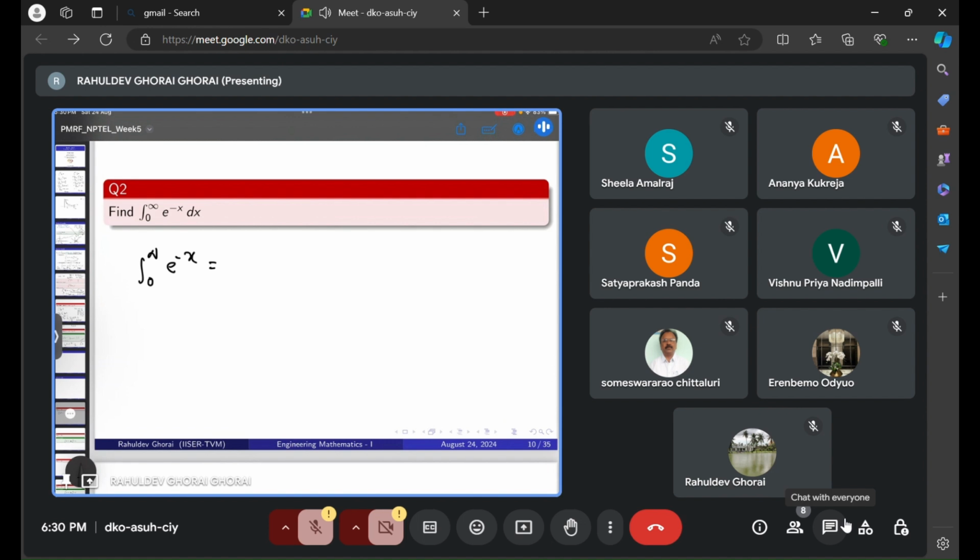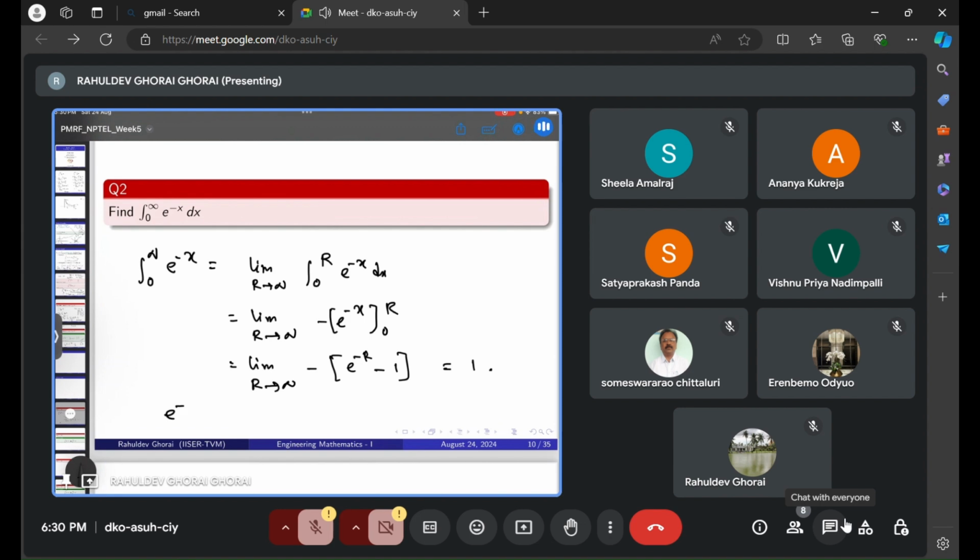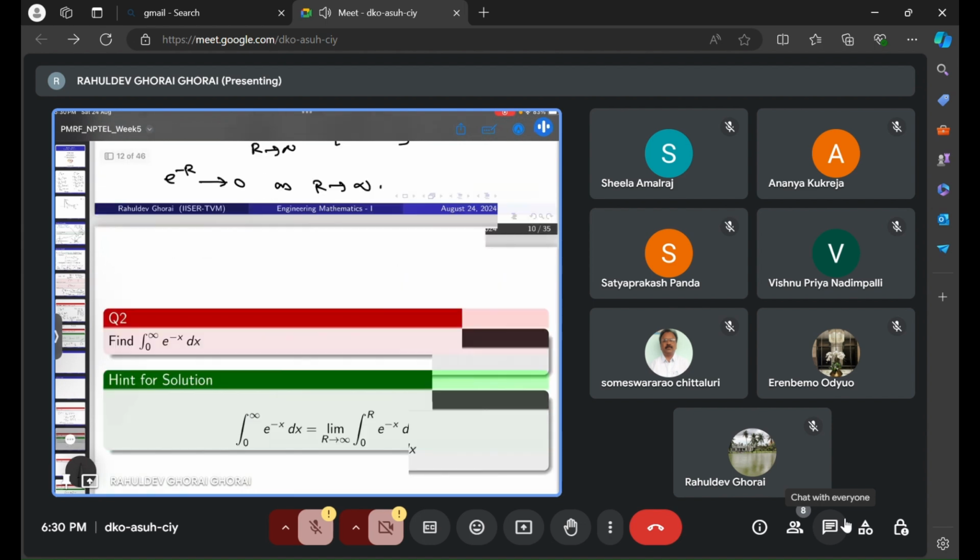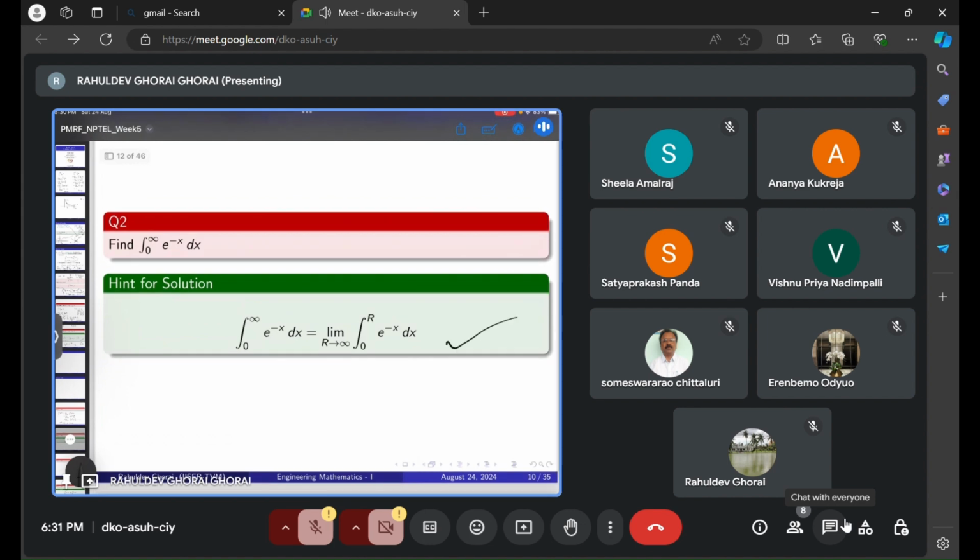But the thing is, it will be the limit as r tends to infinity. You can write 0 to r of e to the power minus x dx, which will be the limit as r tends to infinity of negative e to the power minus x from 0 to r. That will be the limit as r tends to infinity of negative of e to the power minus r minus 1, which will be 1, right? So e to the power minus r converges to 0 as r tends to infinity. That we know, so we use that to find this. See, this is how it is done.